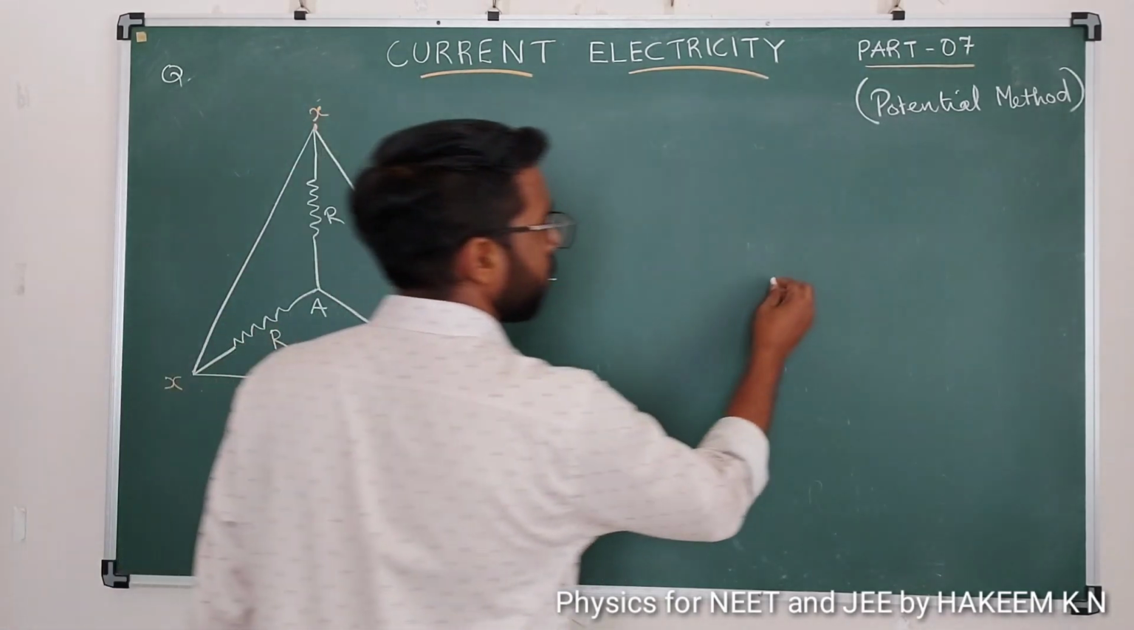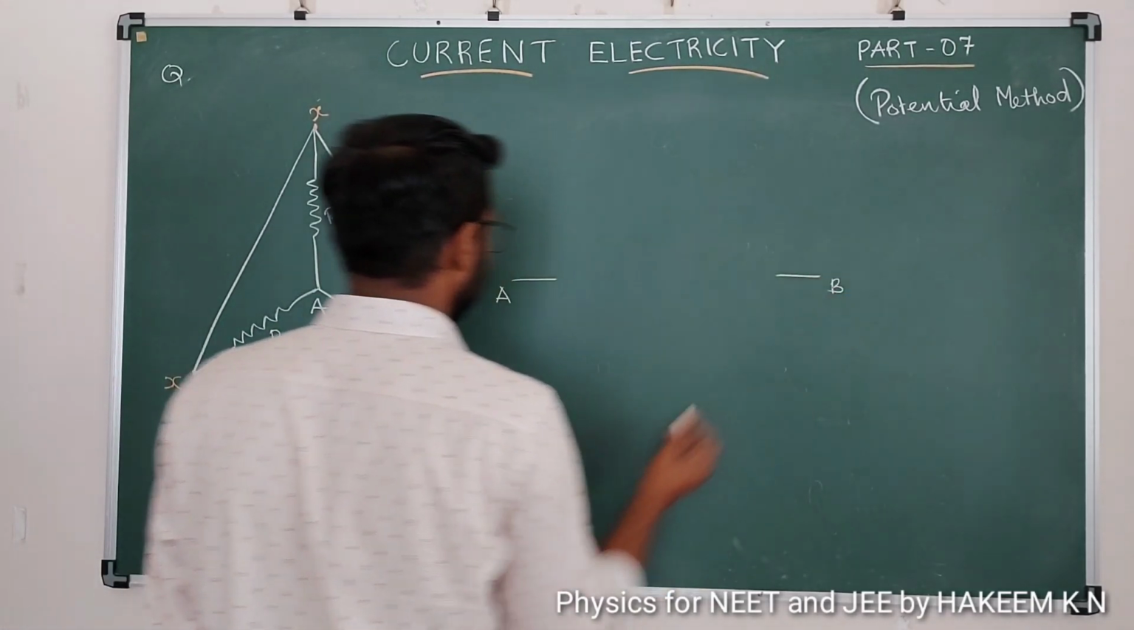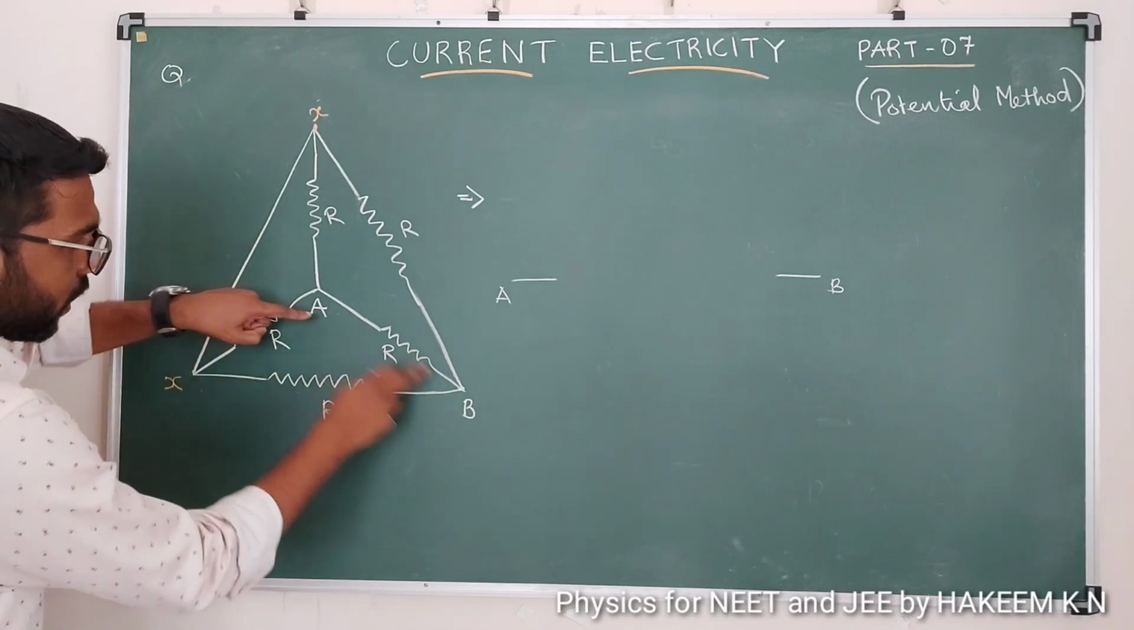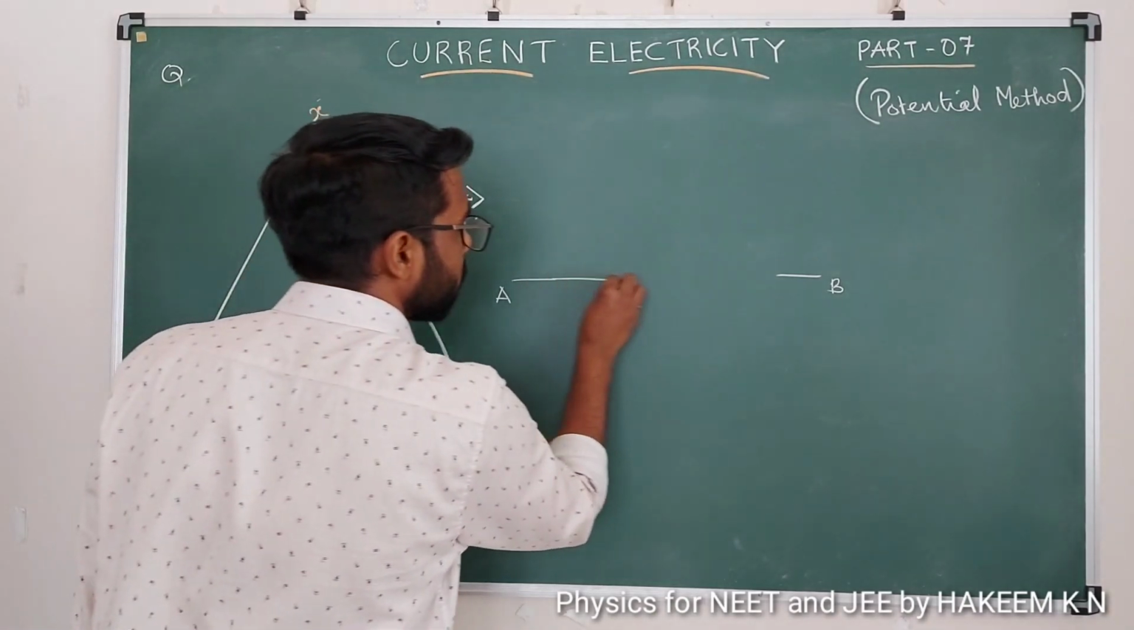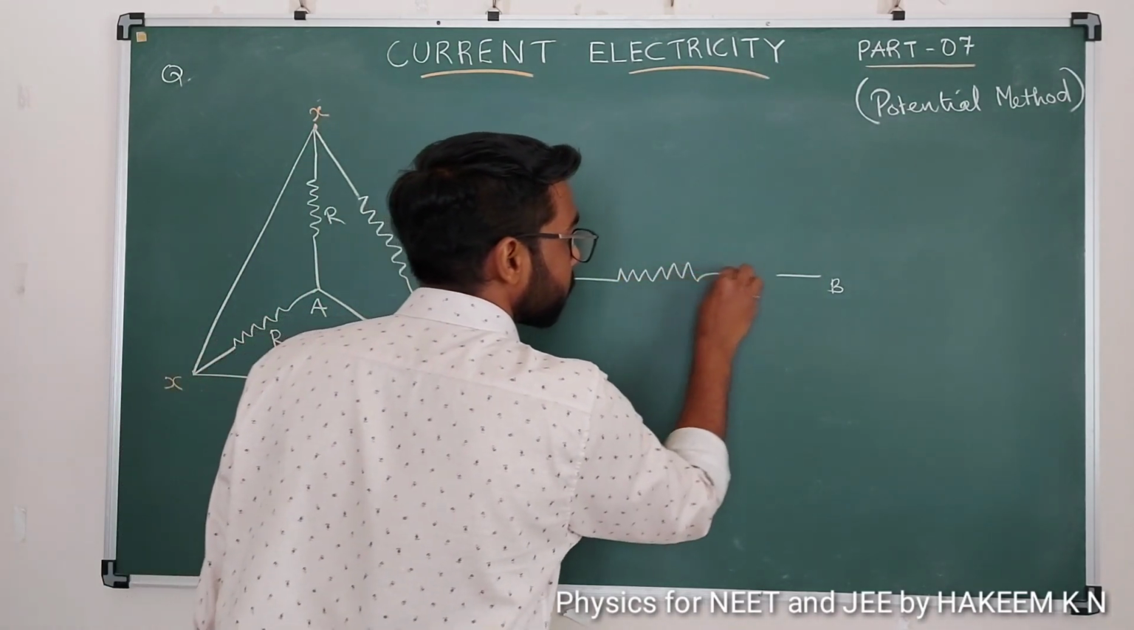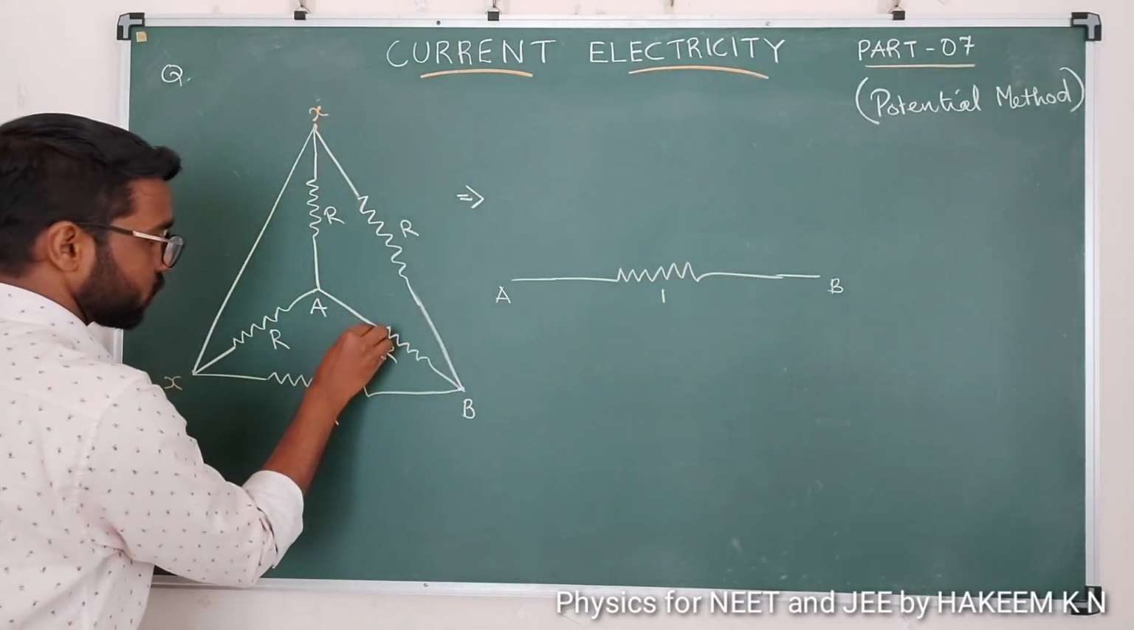A, B. Between A and B there is a resistor here. First I am drawing that resistance, this first resistance.